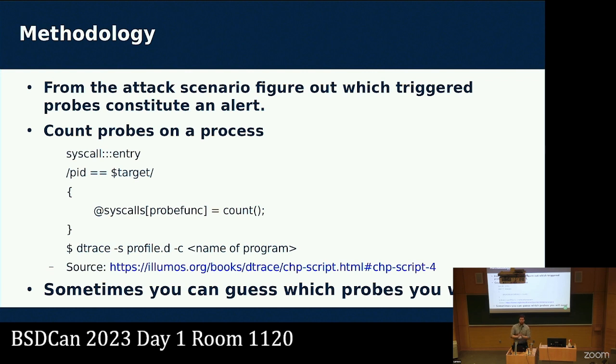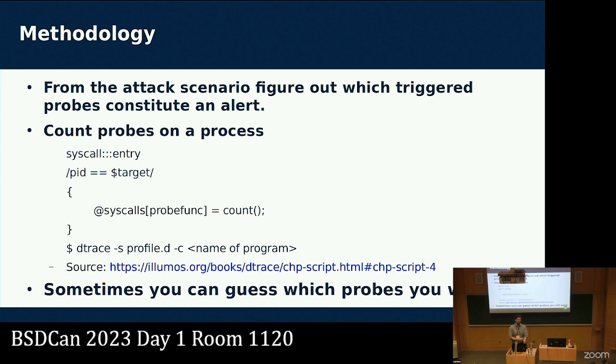All right. So from our attack scenario, let's talk about the methodology. We need to figure out which probes we actually need to write the alert. So the Dtrace that's printed up on the screen executes a program and then records a summary of all the syscalls that the program uses, which is a pretty good starting point for detailing the behavior of this program. And again, be careful because this is run with root permissions.